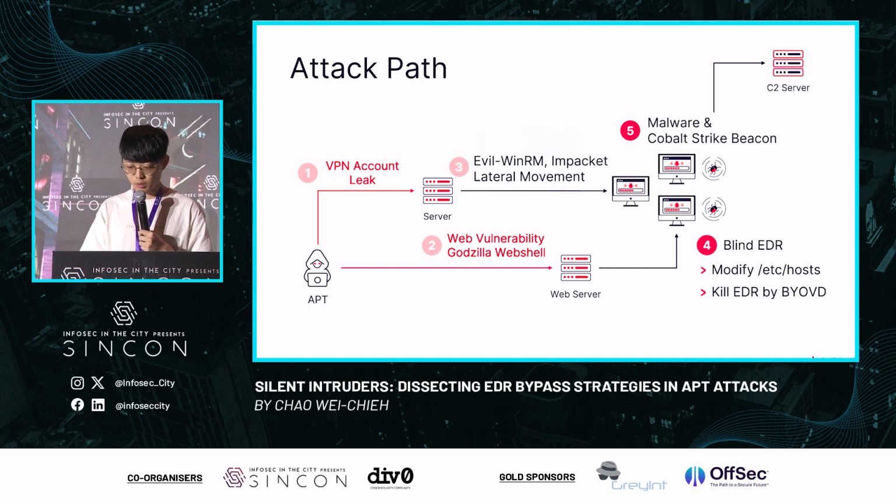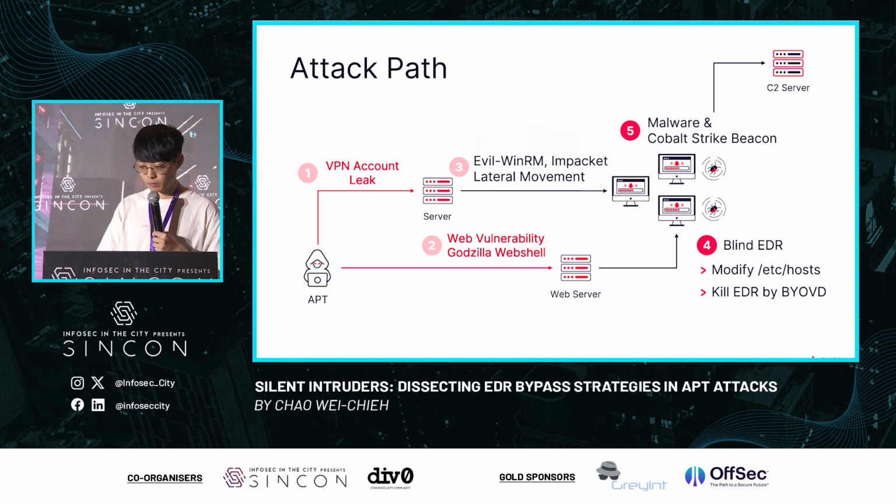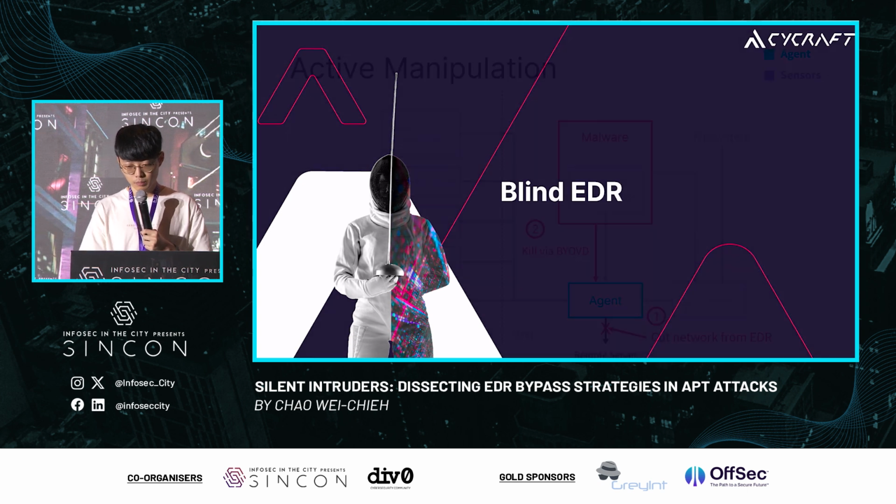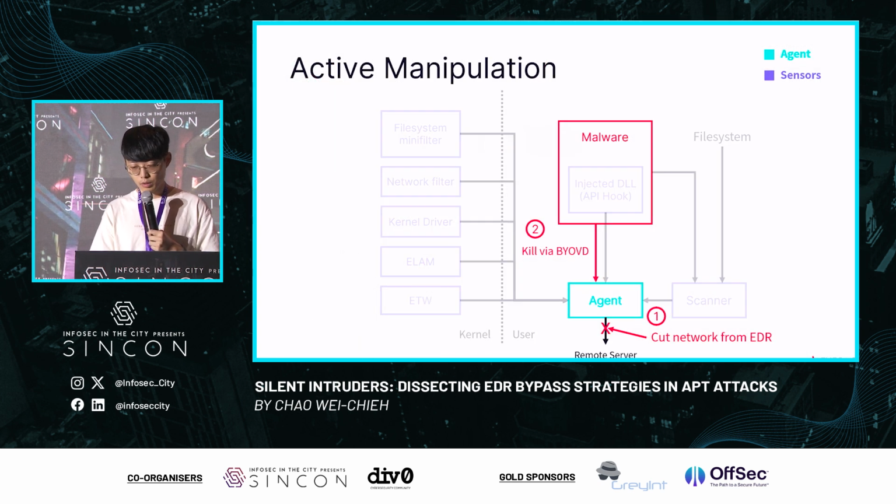Now, before they run the malware and deploy Cobalt Strike, they first try to interfere with the EDR system. So how do they interfere with the EDR system? They use two kinds of methods. First, they try to cut the network from the EDR, and then they try to kill the agent directly using the BYOVD technique.